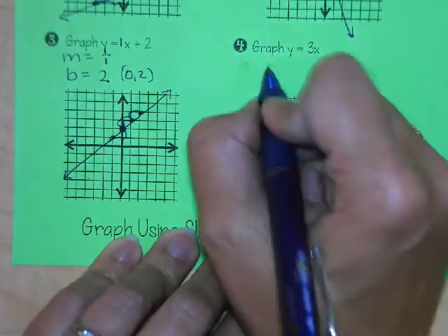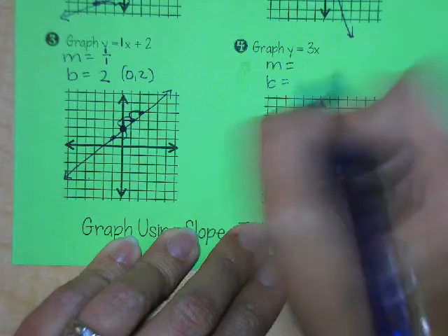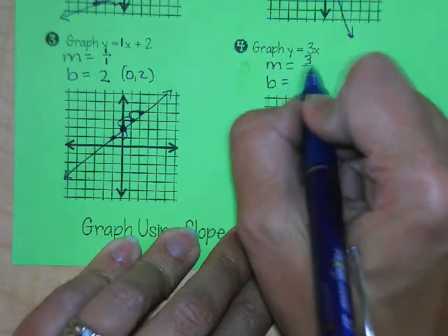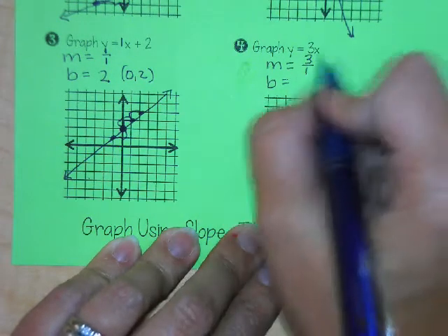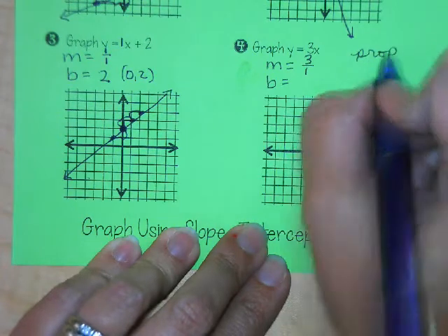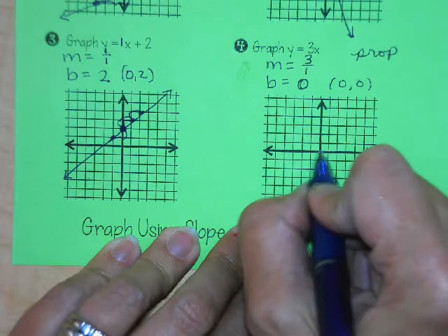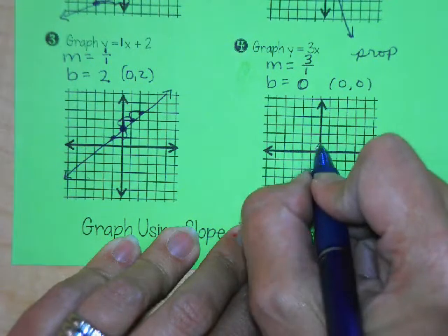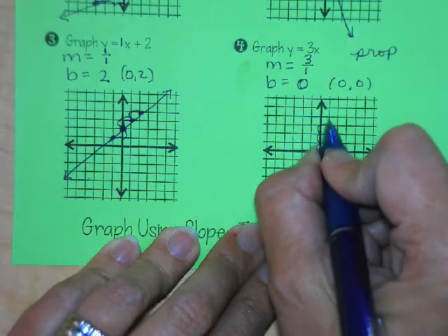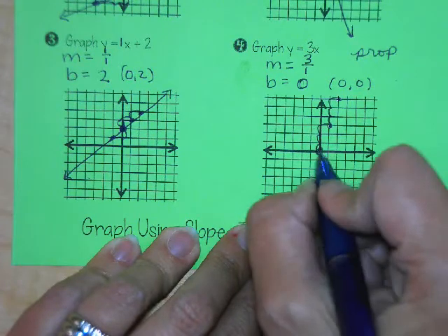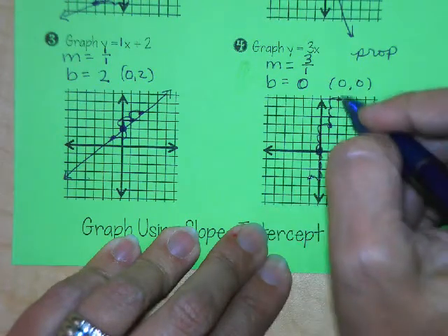And then we have this last one, M and B. My slope is 3, or 3/1. Notice this is proportional. So my B is 0. It's going to go through the origin. Here's my origin, up 3 and over 1. Can go down 3 and back 1.